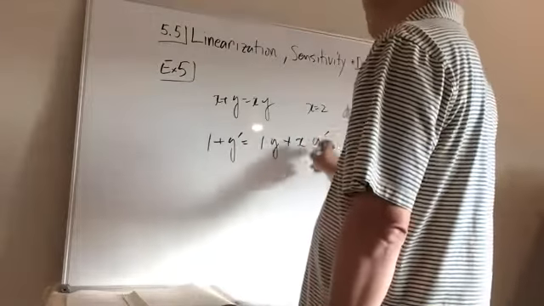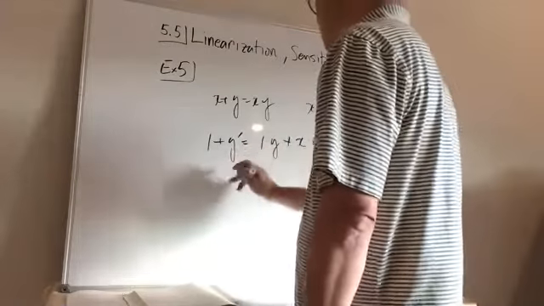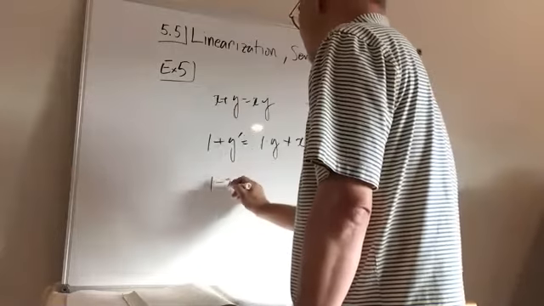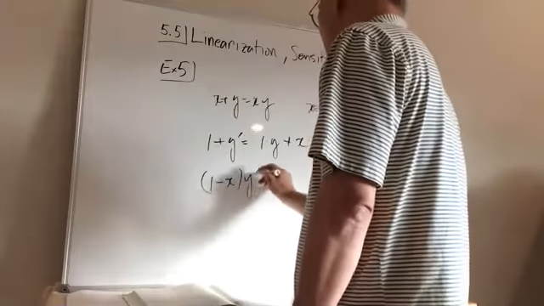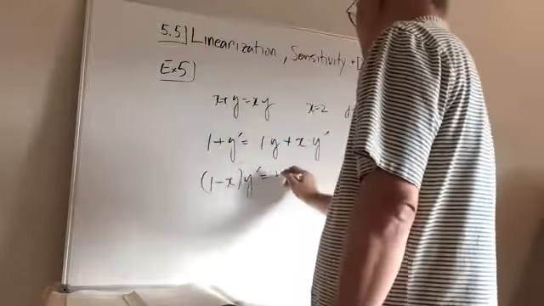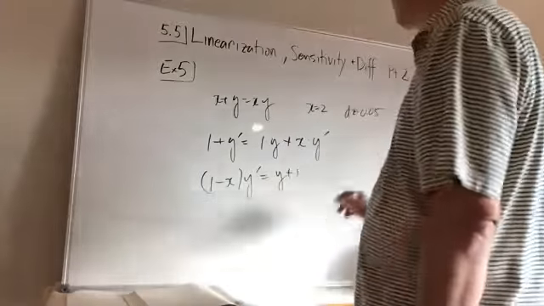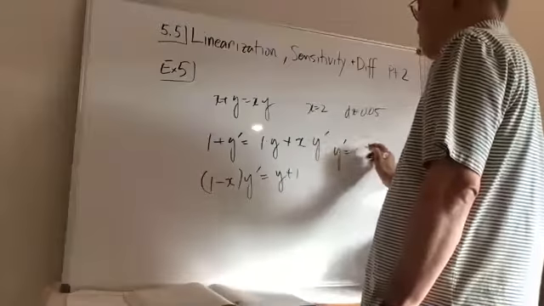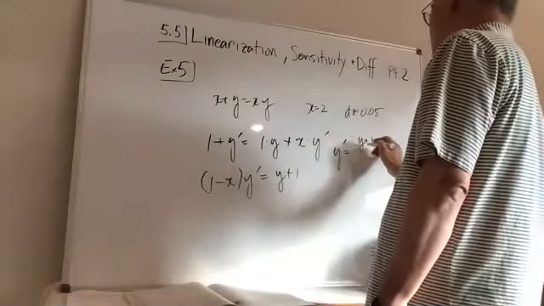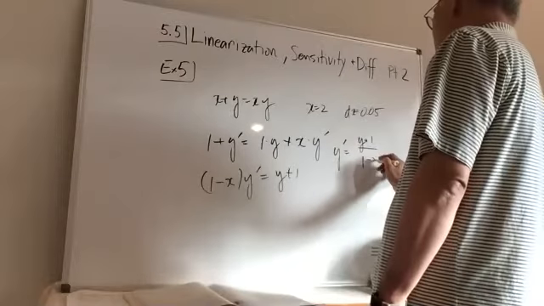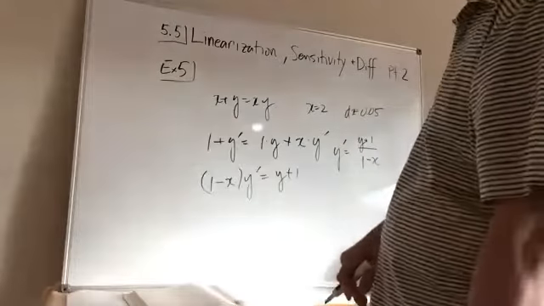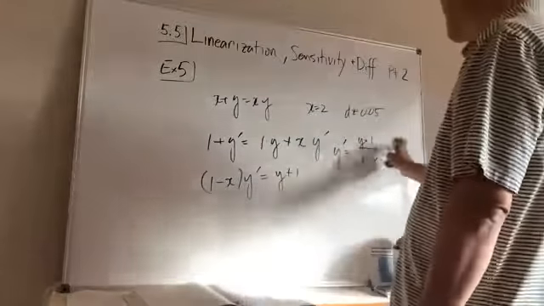So I have y prime, let's collect the y primes. I'm going to get 1 minus x, y prime. This one goes over here. I have y plus 1. So y prime is equal to y plus 1 over 1 minus x. Okay, so I have to evaluate this.